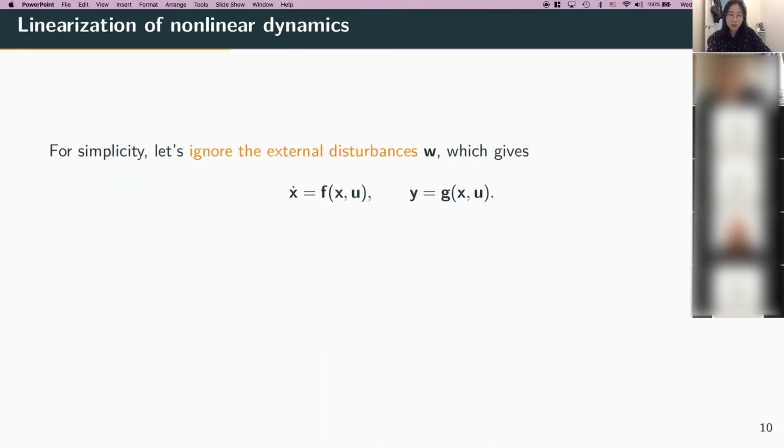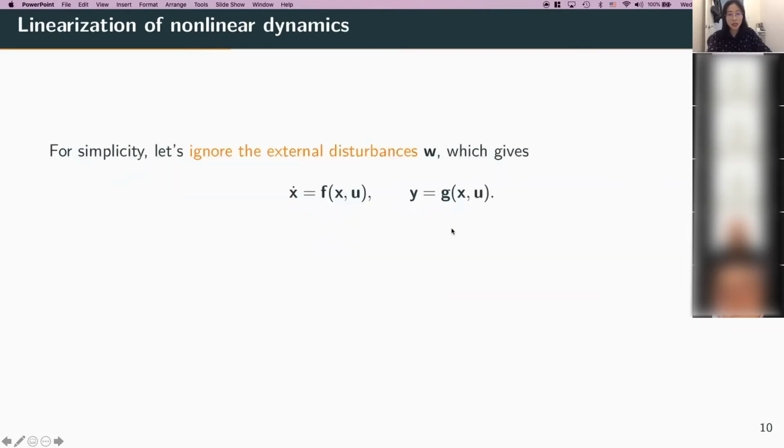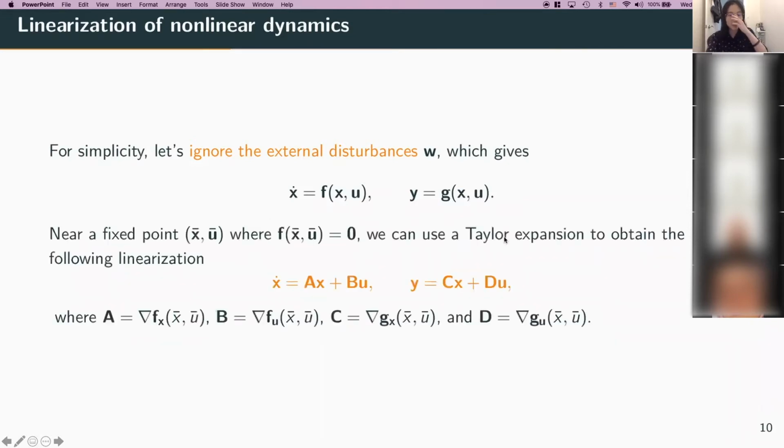So for simplicity, let's first ignore the external disturbances. So from here, I've just nuked the disturbance terms. And then we are left with the simpler setup. And then now we can consider a fixed point, x bar and u bar, where if you evaluate the function f at x bar and u bar, it will be 0. And then we can use a Taylor expansion to obtain this linearization, where this A matrix and B matrix are just the Jacobian of f with respect to x and u respectively.